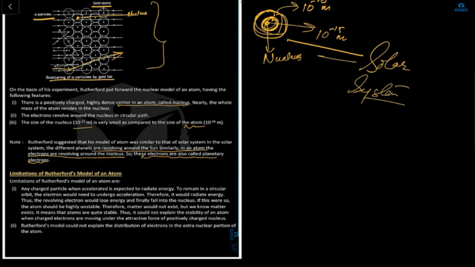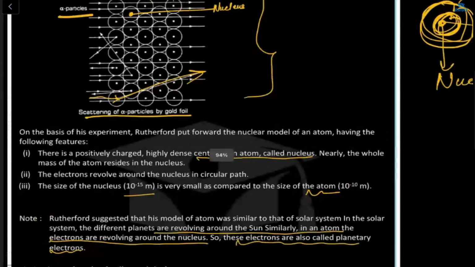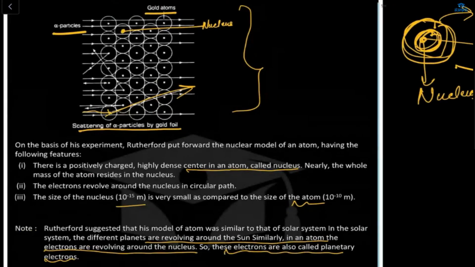So he gave this theory that this is my atom. In the atom there's a center part which is known as the nucleus, and the electrons revolve around the nucleus, and he gave the size also, the size of an atom and the size of a nucleus. So this is the basic one, we all know this, right?